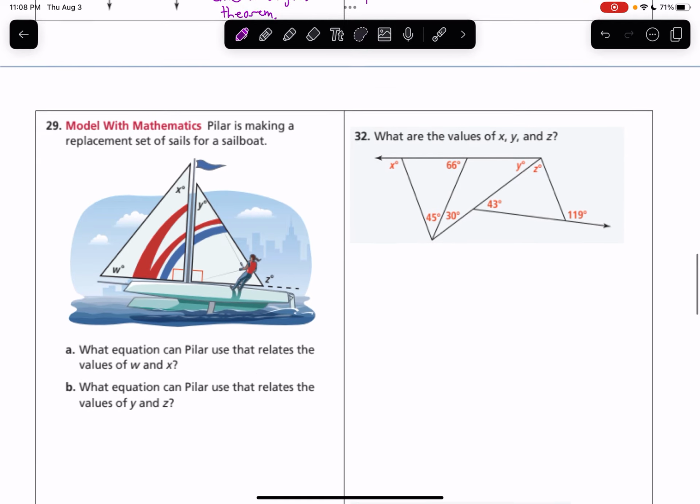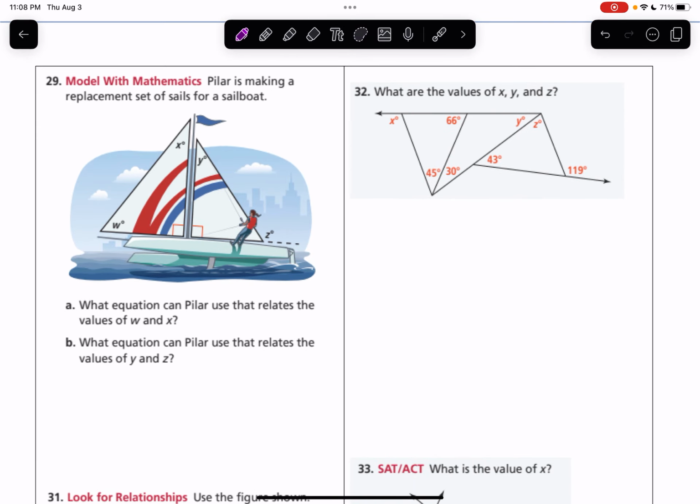Number 29, Pilar is making a replacement set of sails for a sailboat. What equation can Pilar use that relates the values of W and X? So W and X are two of the angles in a right triangle where the other angle is 90. So I can say, well, if all of my angles equal 180, then W plus X must equal just 90 because the rest of the triangle is a right angle.